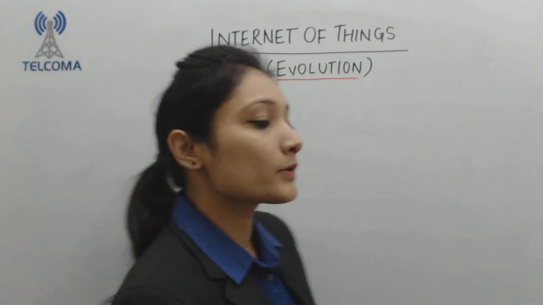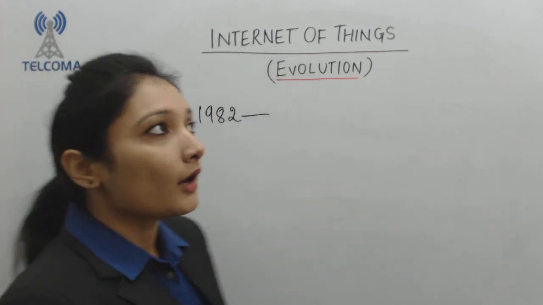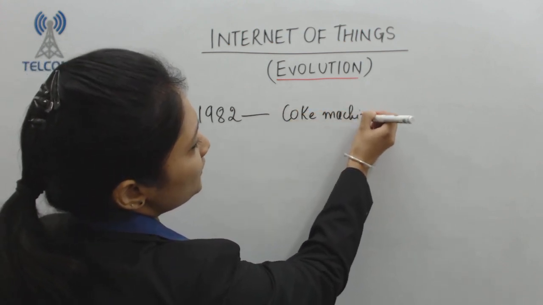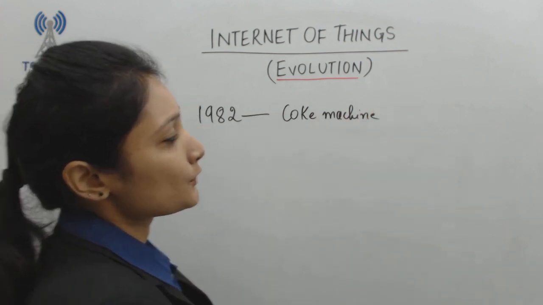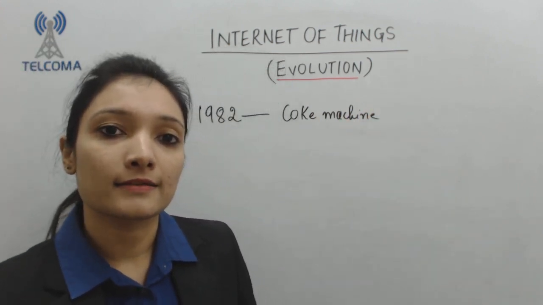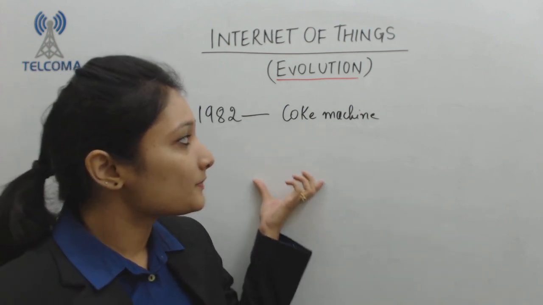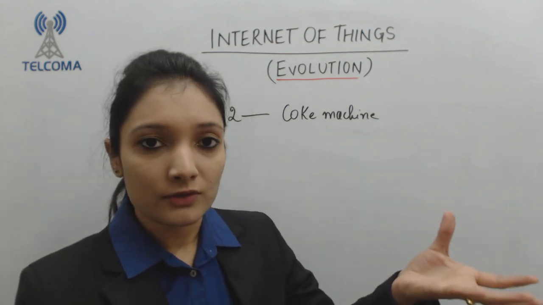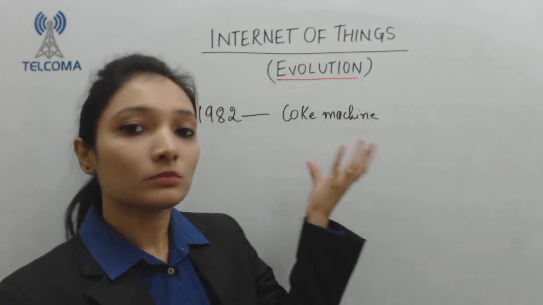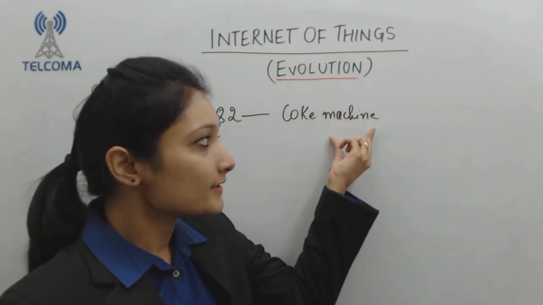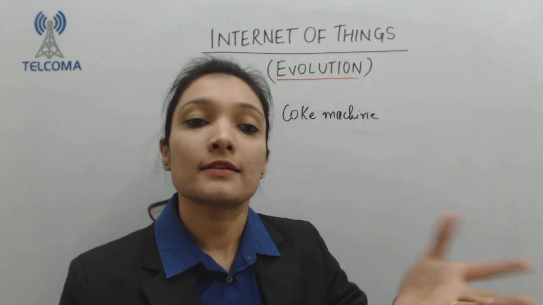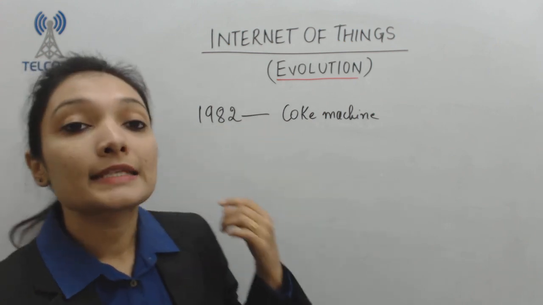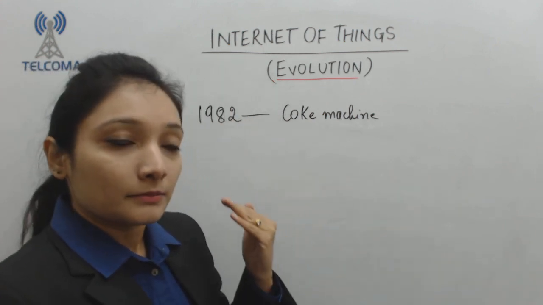The concept of smart objects was first introduced in 1982, and the concept proposed was for a Coke machine. This machine was supposed to be the first internet-connected device, which could send updates or messages to inventory control regarding whether the newly loaded bottles were cold or not. So this device was connected to the internet so that it could send information to the inventory. This was the first of its kind, a smart object introduced in 1982.